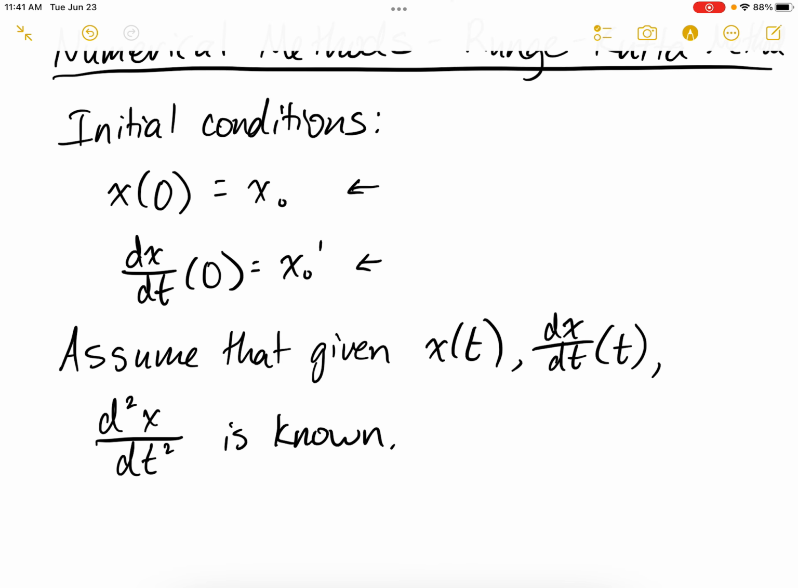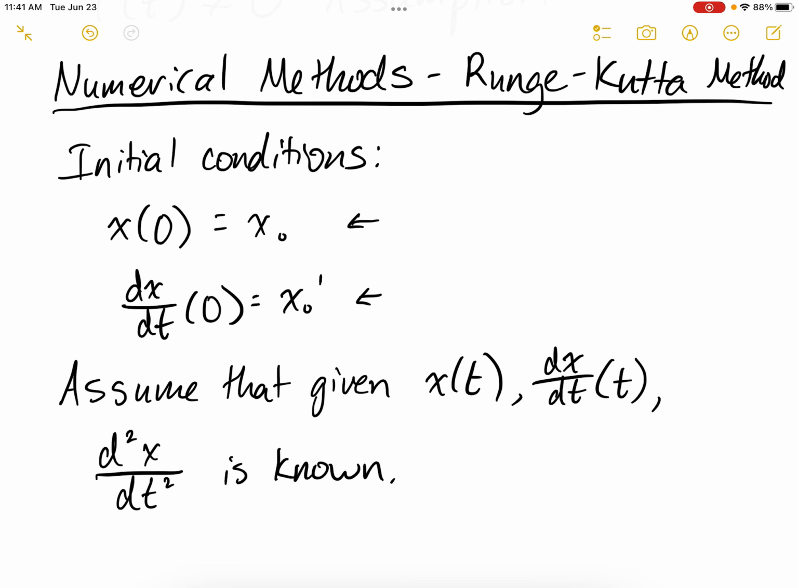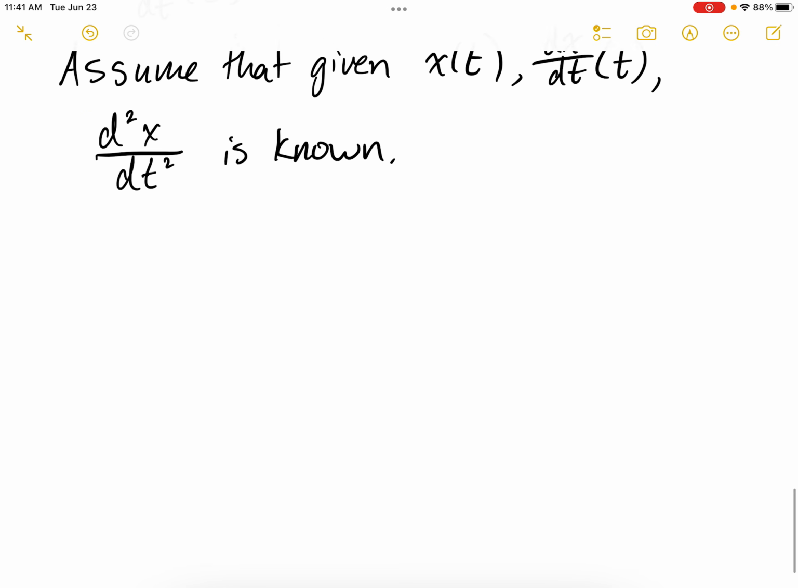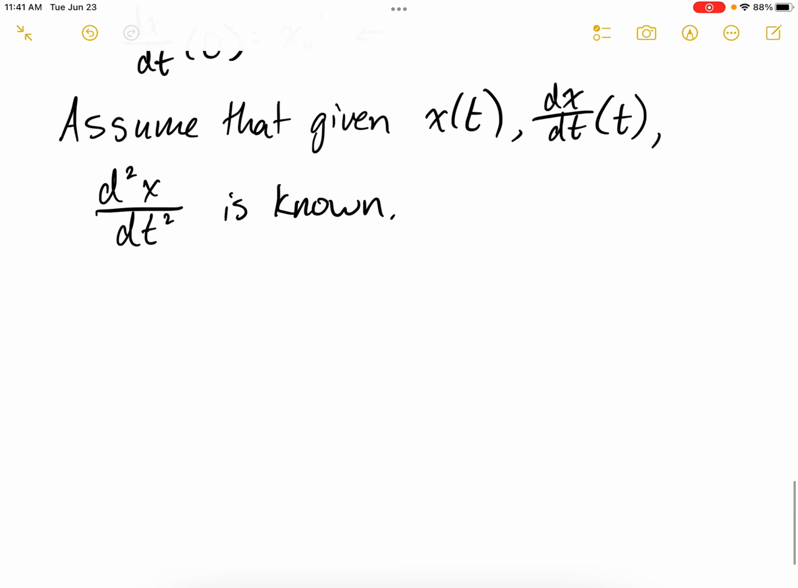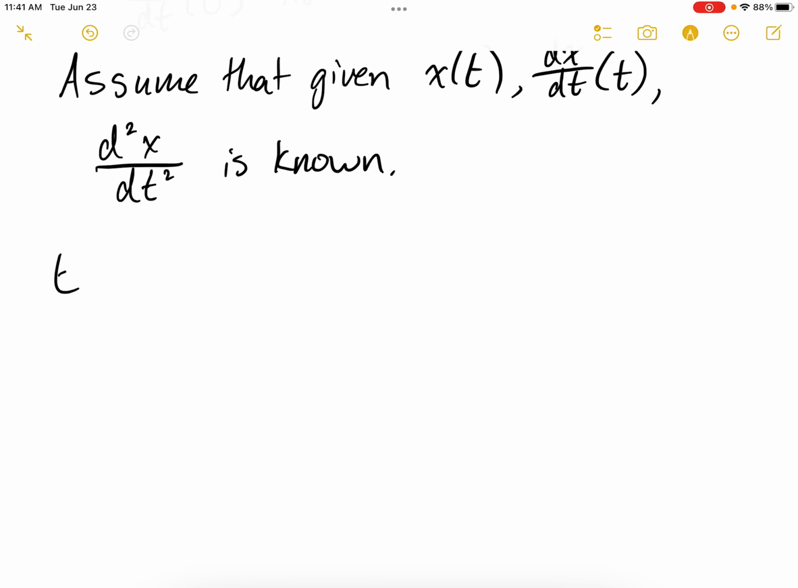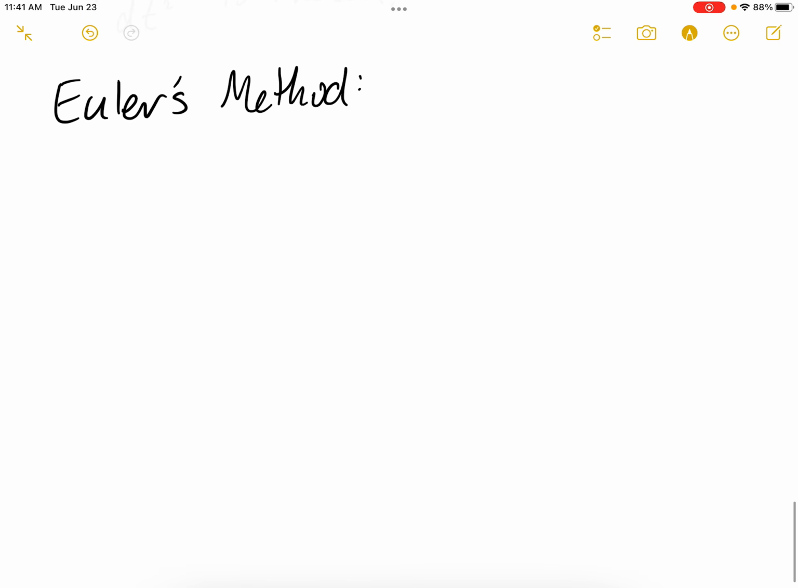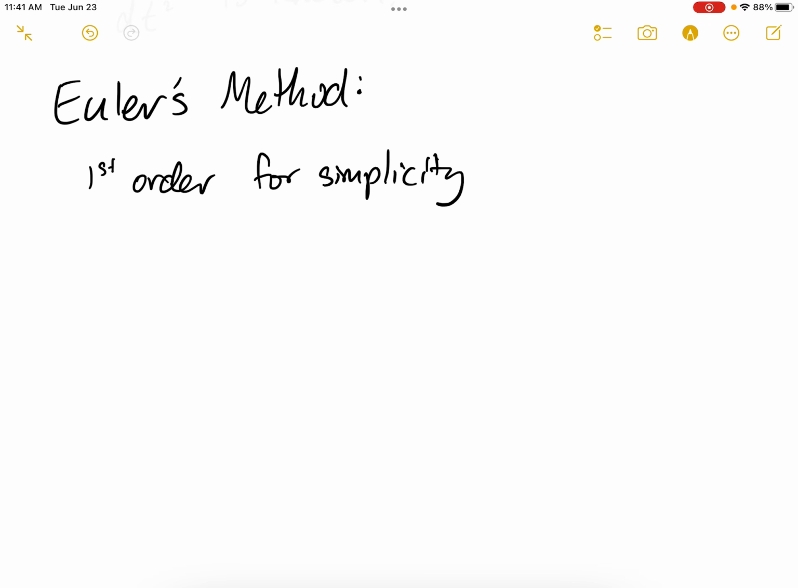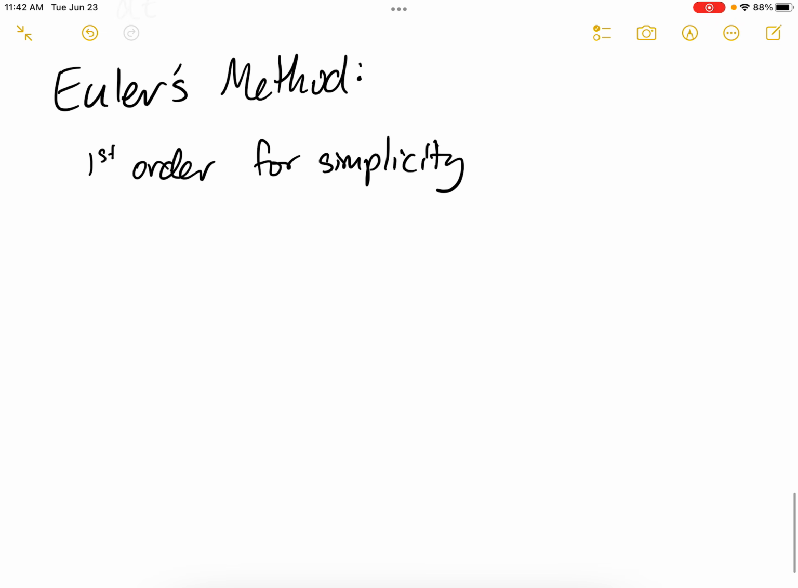Great. So in order to introduce Runge-Kutta methods, I'm going to introduce a simpler numerical method first. So let's introduce Euler's method. Let's draw this out first, right? I am going to work in just first order in Euler's method first, just for simplicity, but the same thing applies to second order.